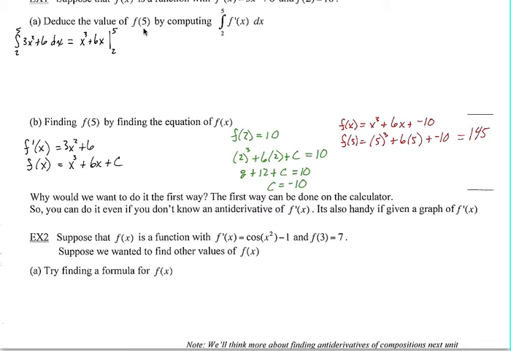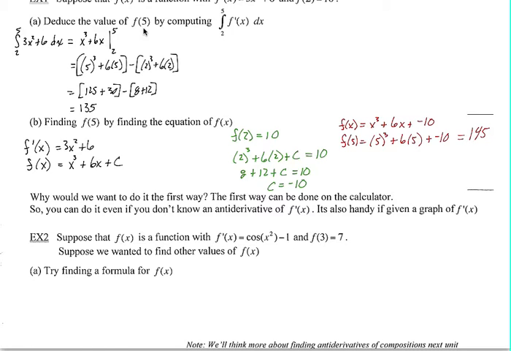which is equal to 5 cubed plus 6 times 5 minus 2 cubed plus 6 times 2, which is equal to 125 plus 30 minus 8 plus 12, which is equal to 135.